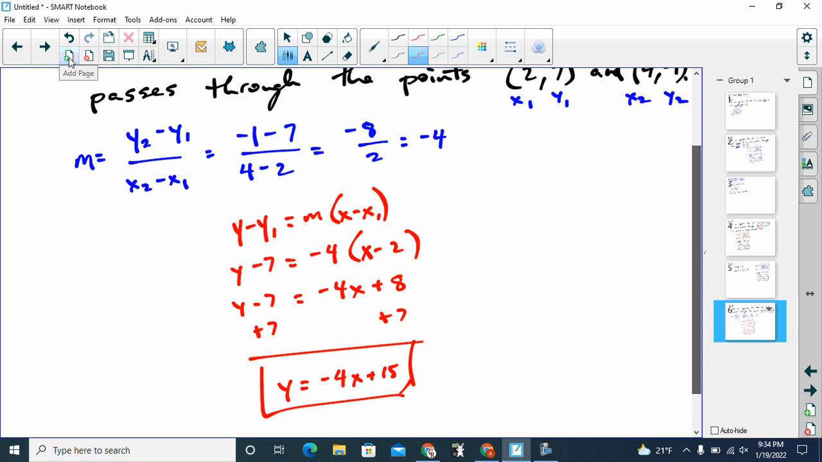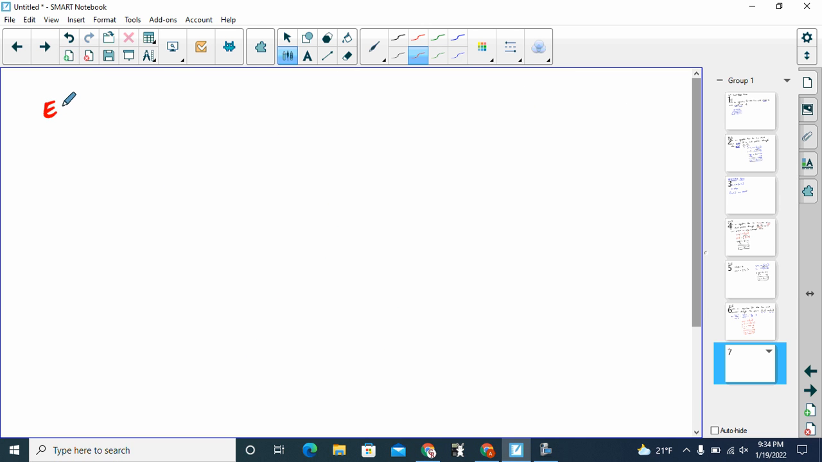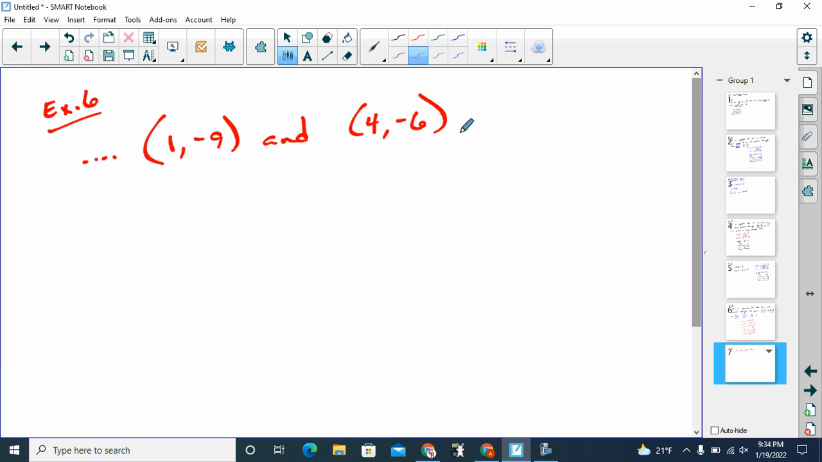Again, I want you to try one. We'll call this example 6. It is the last one. Same type of problem. Write an equation for the line that passes through the points 1, -9, and 4, -6. So pause the video. You try it. Once most of you have it, check the video. It'll show the solution.